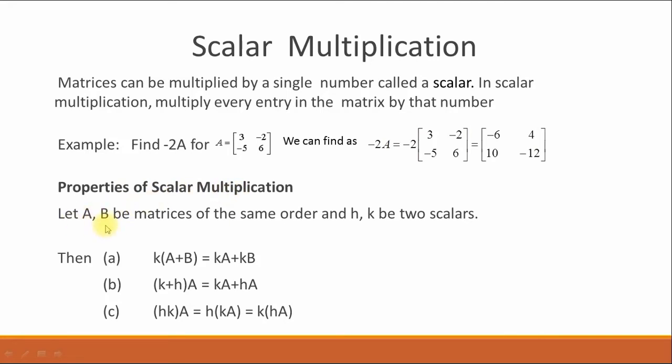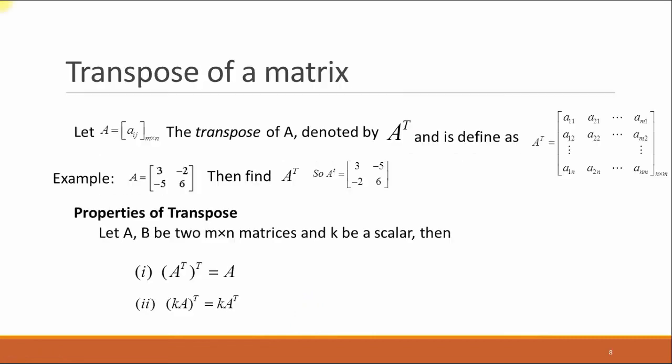Now, properties of scalar multiplication. Let A and B be two matrices of the same order, and H and K be two scalars. Then K into A plus B, we can write KA plus KB. Similarly, K plus H into A, we can write KA plus HA. And HK into A, we can write H into KA. And similarly, we can write K into HA. These are the properties of scalar multiplication.